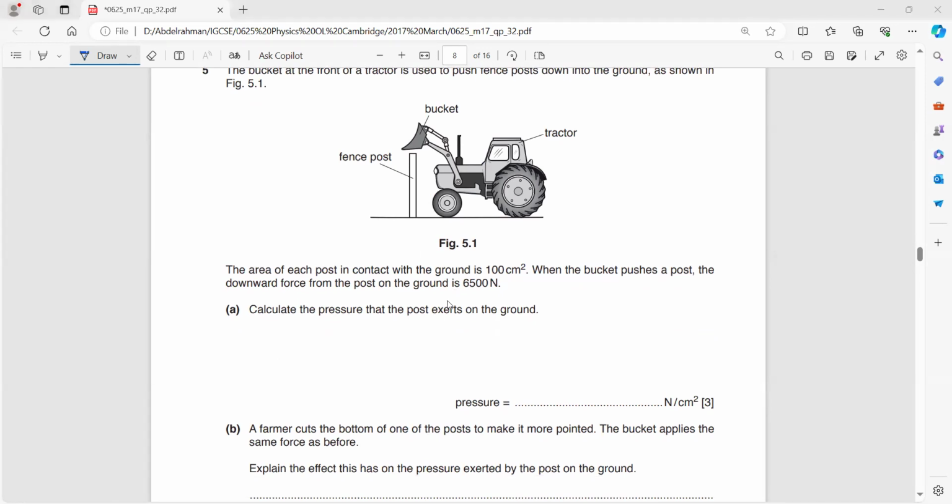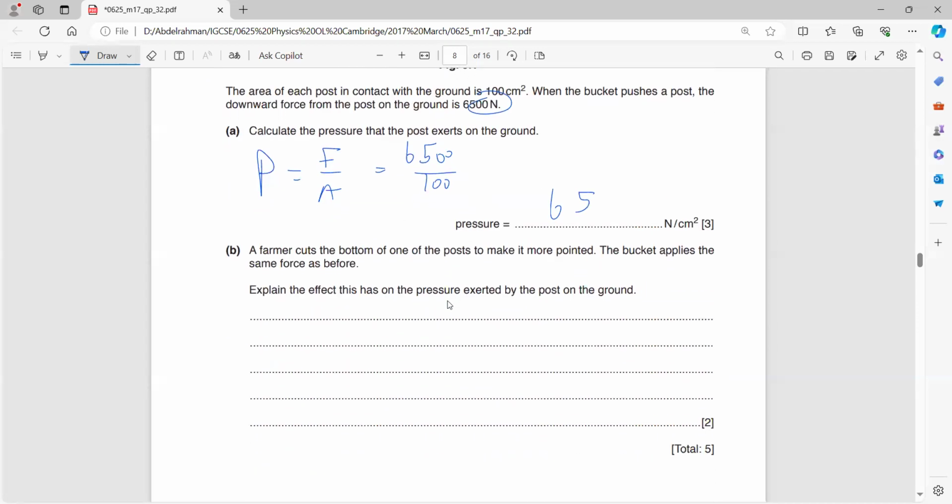Calculate the pressure. Pressure equals what? Force over area. We have the force 6,500 divided by the area, which is 100. This will give me a total pressure of 65 newtons per centimeter squared.